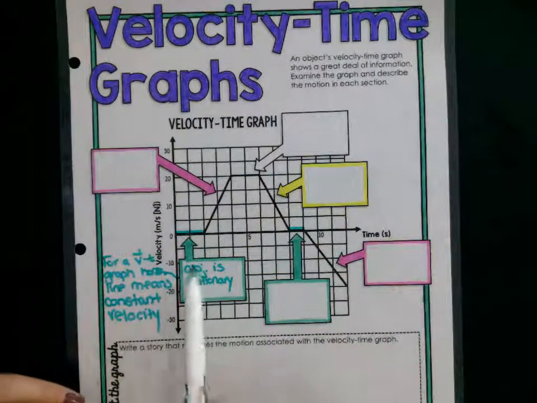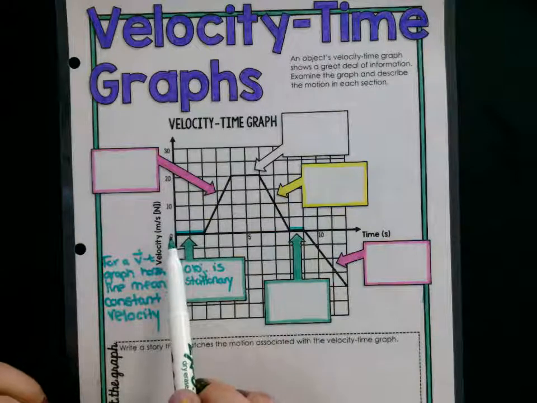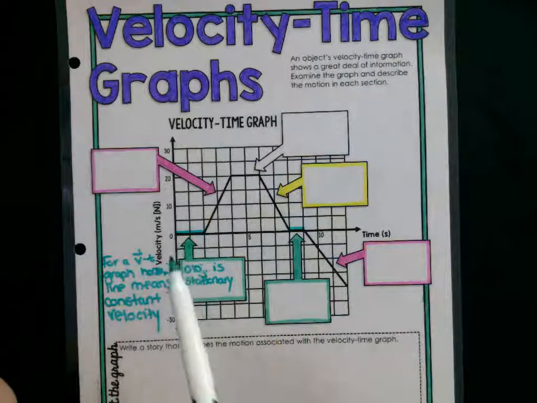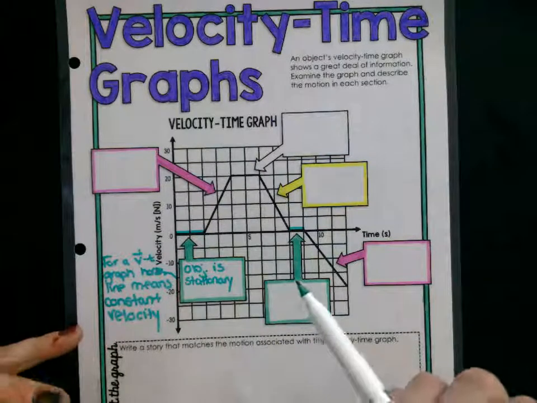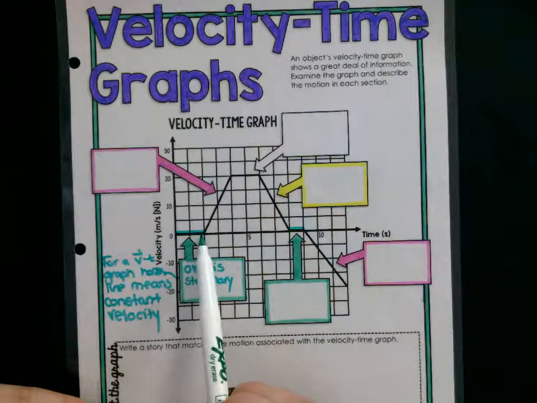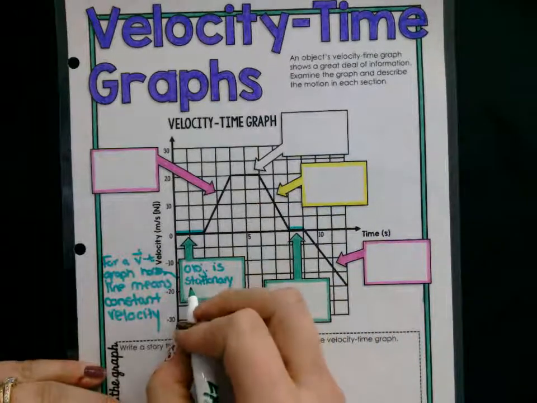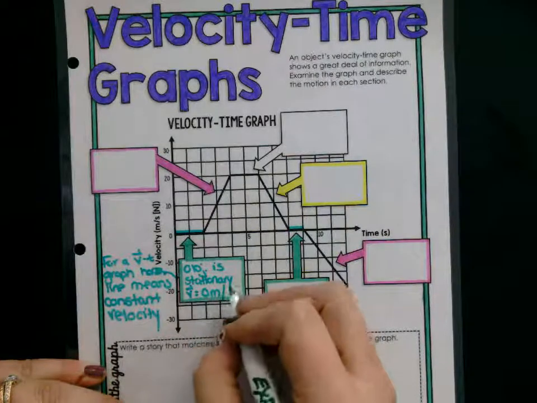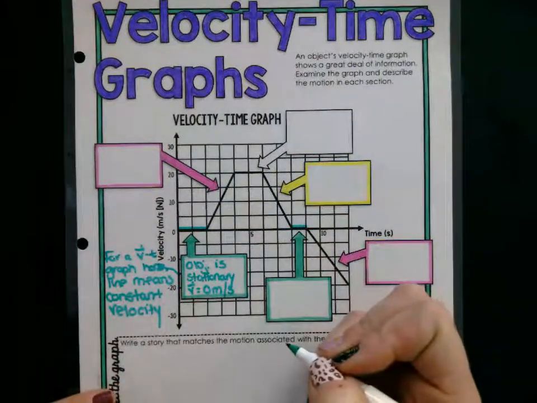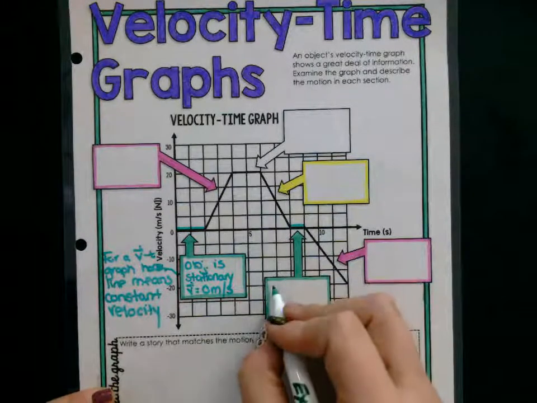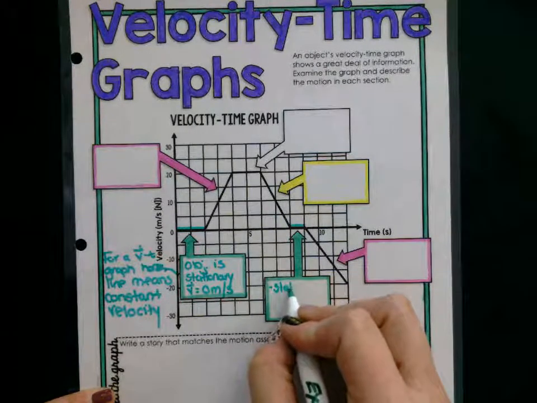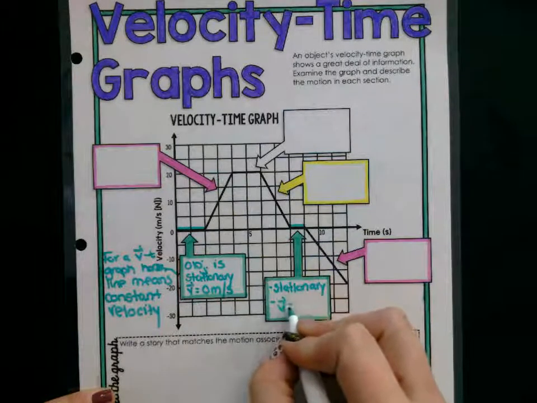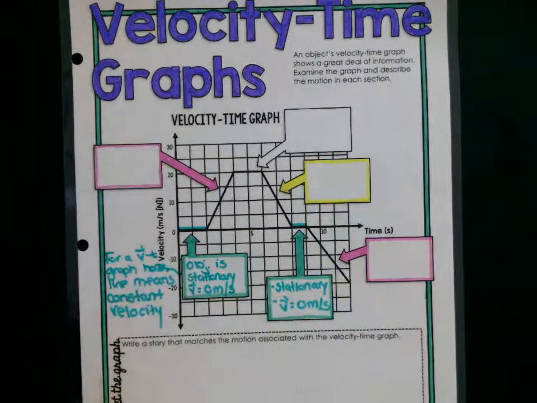The reason the object is stationary right here is because we're at 0 meters per second at the point of origin. So they're at the point of origin and they're not going anywhere. The velocity is 0. So the velocity here is 0 meters per second. The same thing is happening here. So we're stationary and our velocity is equal to 0 meters per second here as well.